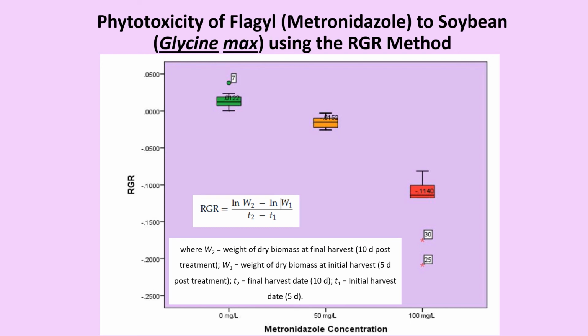For group B, we see that the distribution of RGR is fairly even, meaning that the impact on all the plants was the same. For group A, we see that the RGR distribution is also fairly even, but some of the plants grew bigger than others. We conclude that metronidazole or Flagyl is toxic to soybean.